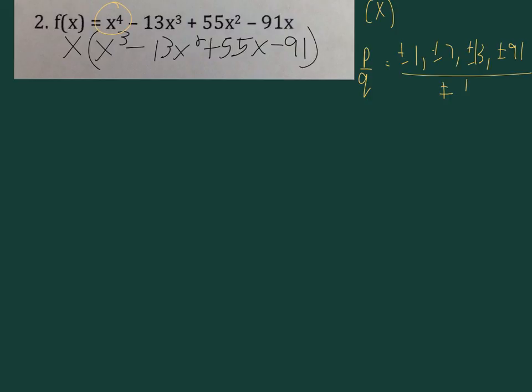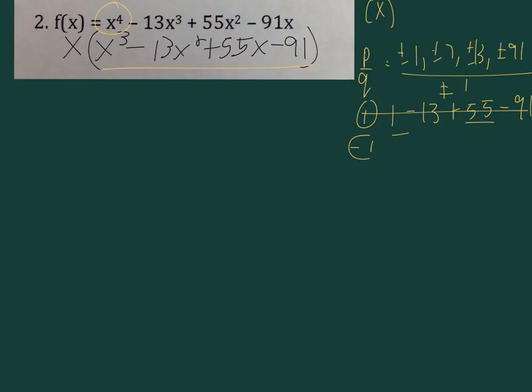So what we want to do is test some of these numbers to see if they will divide in evenly. Using that remainder theorem, let's start plugging in 1. If I plug 1 into this equation, 1 cubed is 1, minus 13x squared, so that would be minus 13, plus 55 minus 91. Now 55 and 1 would give me 56, which there's no way that's going to cancel out a negative 91. So 1 unfortunately did not work.